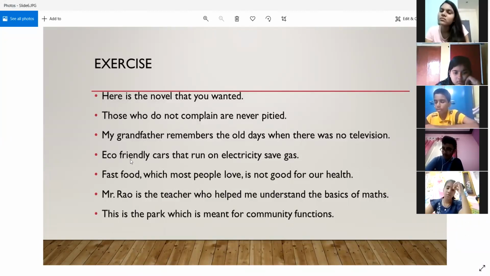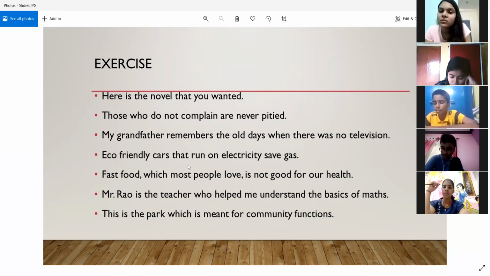But over here, that is not the case. We are taking only this part, that run on electricity. So basically, the clause that run on electricity is describing eco-friendly cars. Which eco-friendly cars? Those eco-friendly cars that run on electricity. Understood?